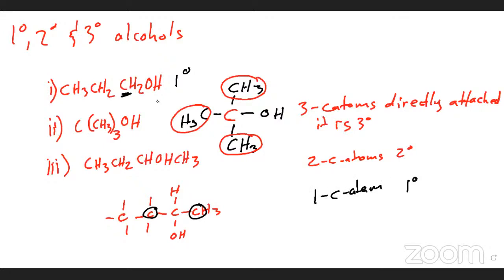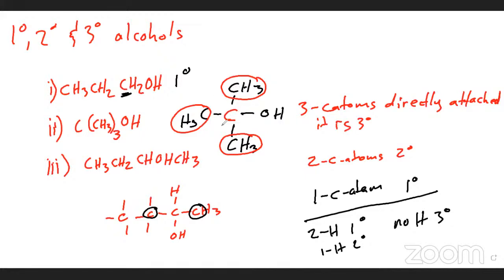If you prefer to use hydrogens, you can do so. If 2 hydrogens are attached, it is primary. 1 hydrogen, secondary. No hydrogen, it is tertiary. So you can use hydrogens or carbon. If you look at this one, no hydrogen is attached, so it is tertiary. This one, 1 hydrogen is attached, so it is secondary. And this one up here, 2 hydrogens are attached, so it is primary. So you can choose which one you want to choose.